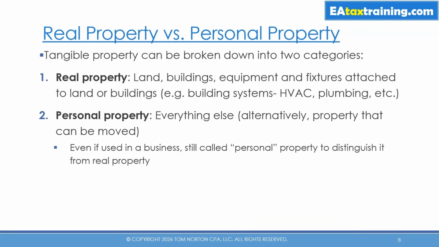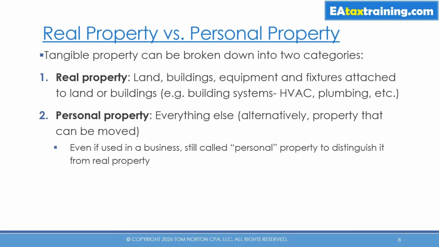Our next category is a very important one. You're going to hear it a lot. It's real property versus personal property. We did touch on this briefly in our last video, but real property is land, buildings, equipment, and fixtures that are attached to land or buildings, such as building systems like heating and air conditioning systems, plumbing. Anything built into a building itself is considered part of that building. So for real property, think of real estate.